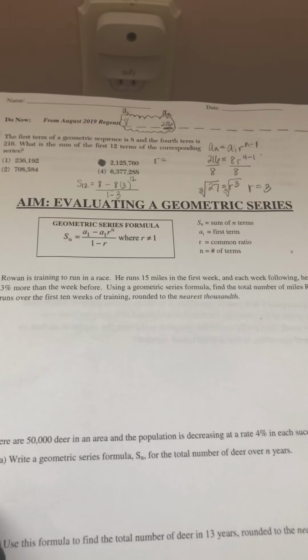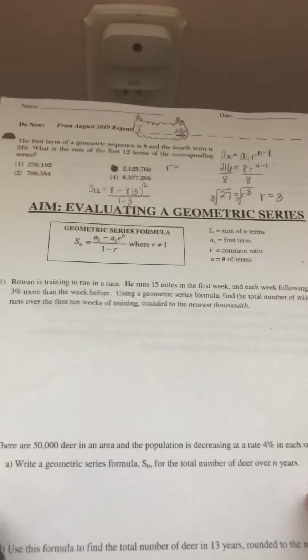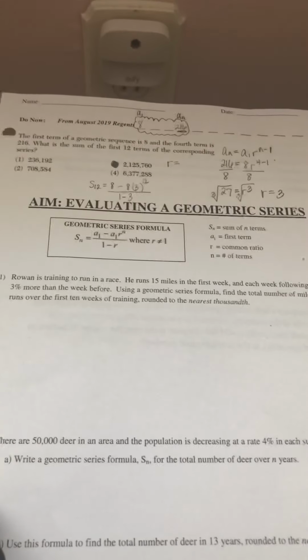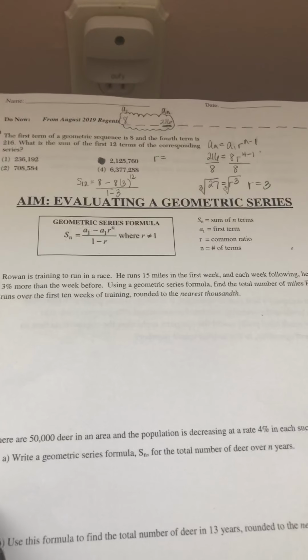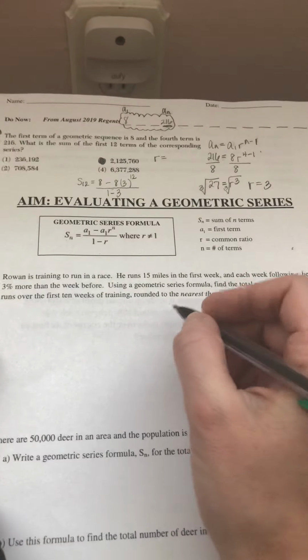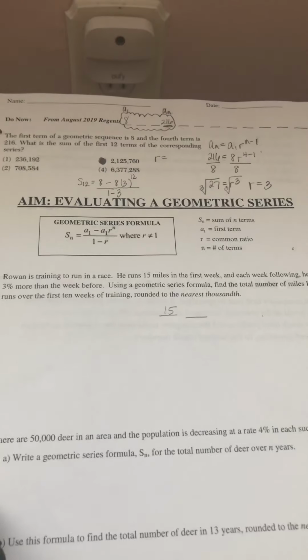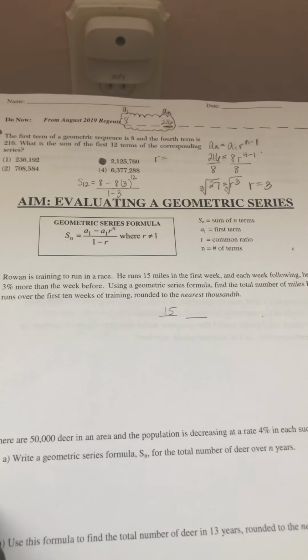Okay, so now we are going to do model number one, which is another way that these problems can be presented to you in sort of like this word problem format. So Rowan is training to run in a race. He runs 15 miles in the first week. And each following week, he runs 3% more than the week before. Using a geometric series formula, find the total number of miles Rowan runs over the first 10 weeks of training, rounded to the nearest thousandth.